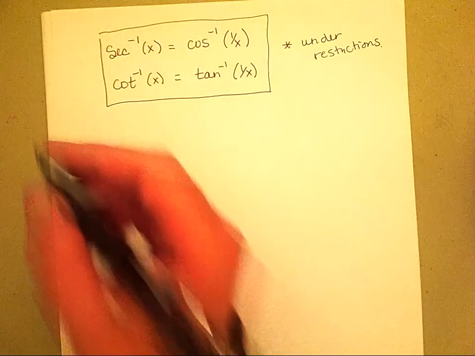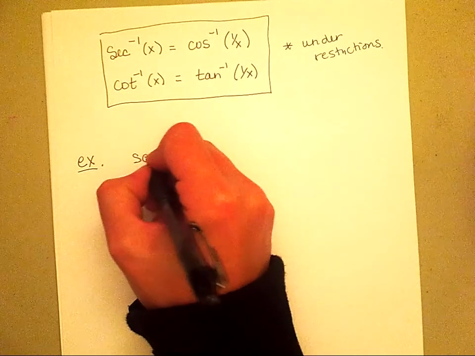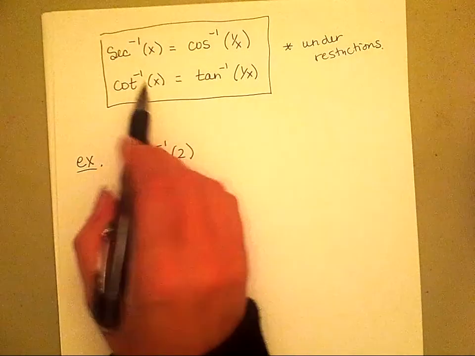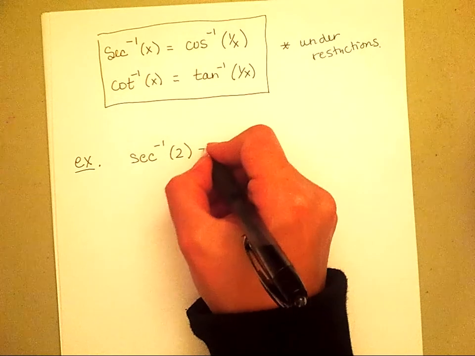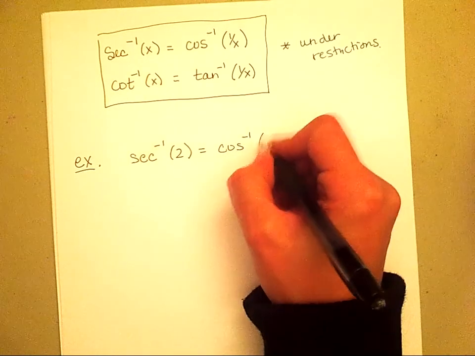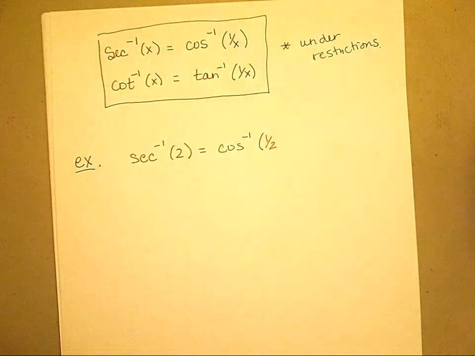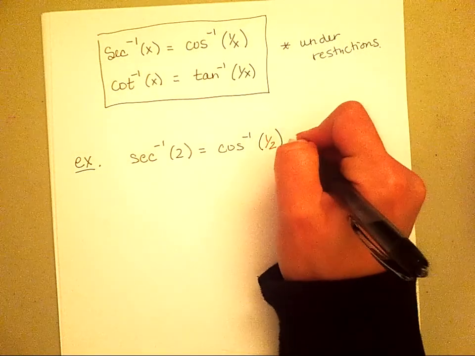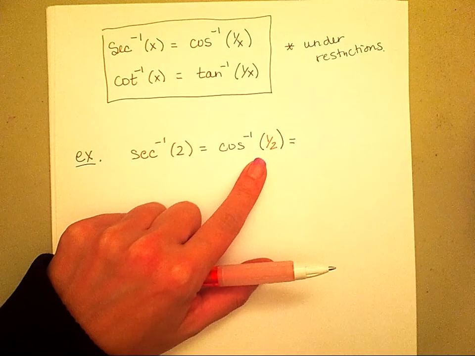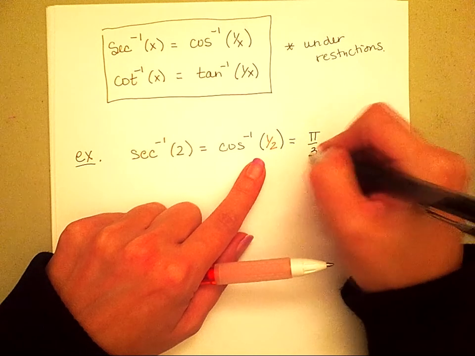And so let's say, for example, if we had to evaluate the inverse secant of 2. Well, I'm going to use this rule. That's the same thing as the inverse cosine now of 1/2, its reciprocal. And now this means tell me the angle whose cosine is 1/2, and that is pi over 3.